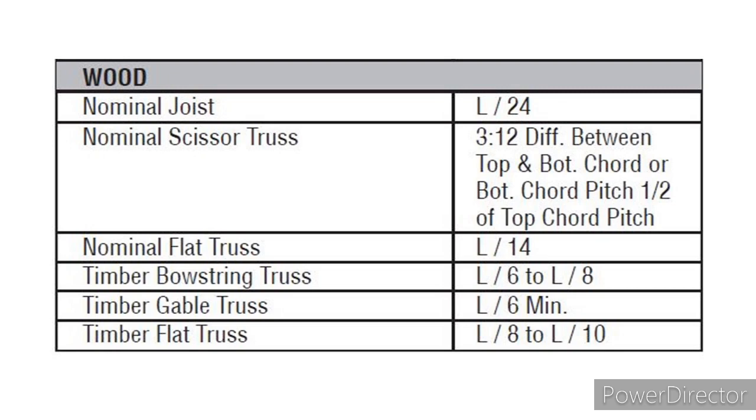Nominal flat truss: structural depth is L/14. Timber bowstring truss: structural depth is L/6 to L/8. Timber globe truss: structural depth is L/6 minimum. Timber flat truss: structural depth is L/8 to L/10.